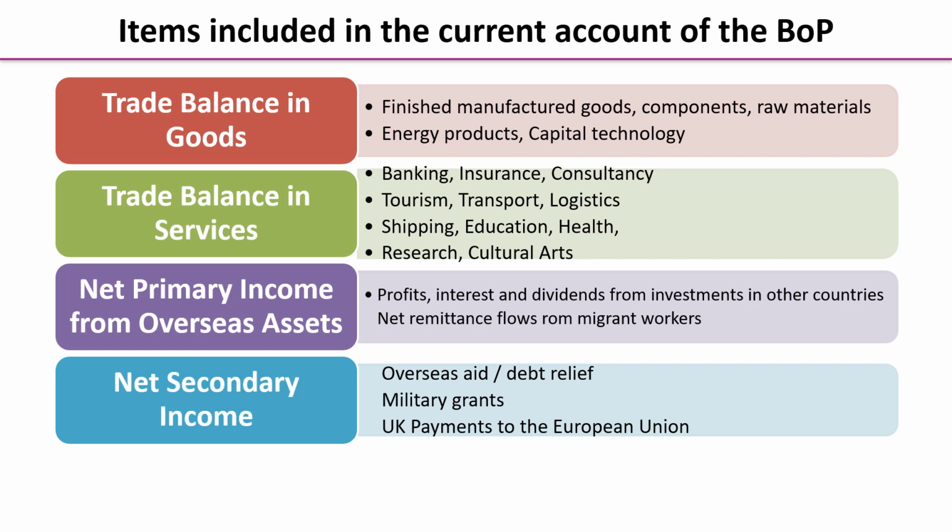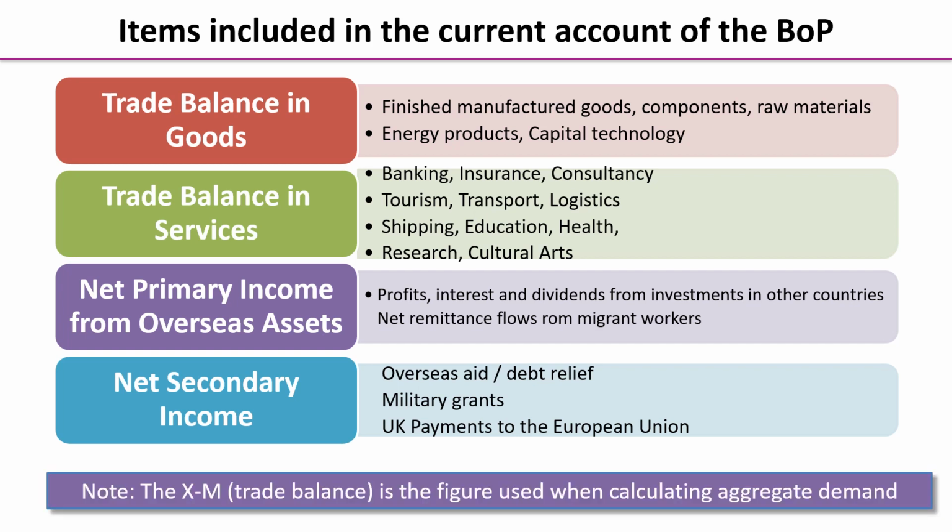Net secondary income. Typically these are transfers, so things like overseas aid will go through this part of the account. The UK's contribution to the European Union budget will go out through this part of the account. The key thing to remember though, when we're calculating aggregate demand, it's the trade balance in goods and services that is used for that.